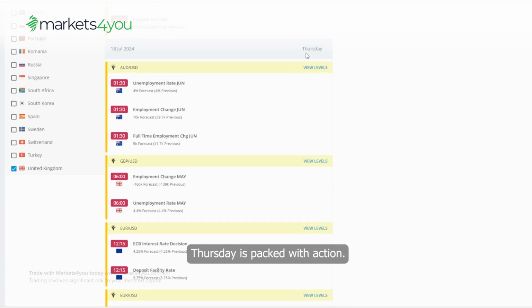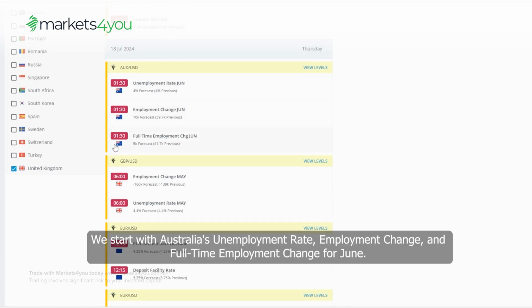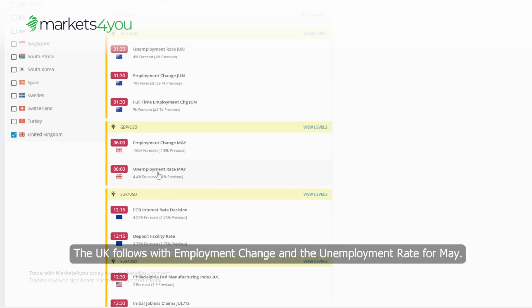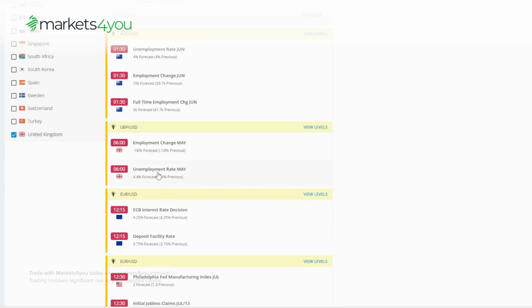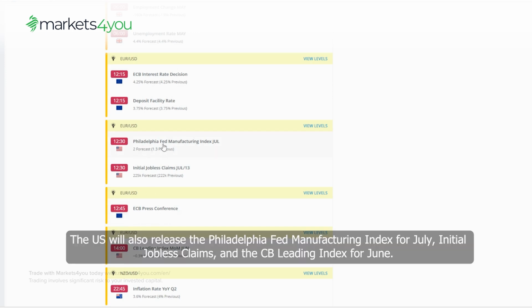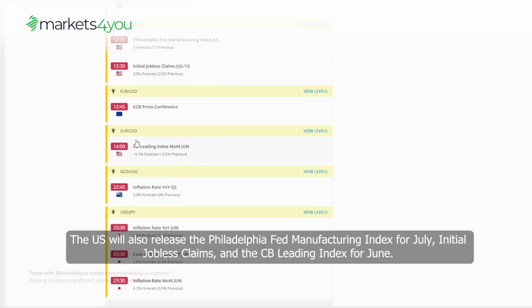Thursday is packed with action. We start with Australia's unemployment rate, employment change, and full-time employment change for June. The UK follows with employment change and the unemployment rate for May. The big event of the week is the Eurozone, with the European Central Bank's interest rate decision, deposit facility rate, and ECB press conference. The US will also release the Philadelphia Fed Manufacturing Index for July, initial jobless claims, and the CB Leading Index for June.